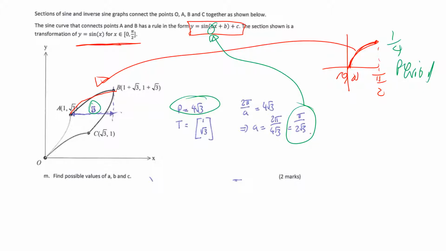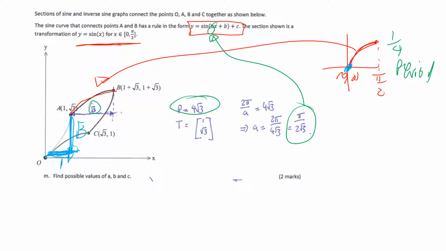Okay. Now, what sort of translation has gone on in this particular setup? So let's just grab a different color. It's been moved 1 across from the origin. So here it was starting at the origin. We're going to move 1 across, and root 3 up.